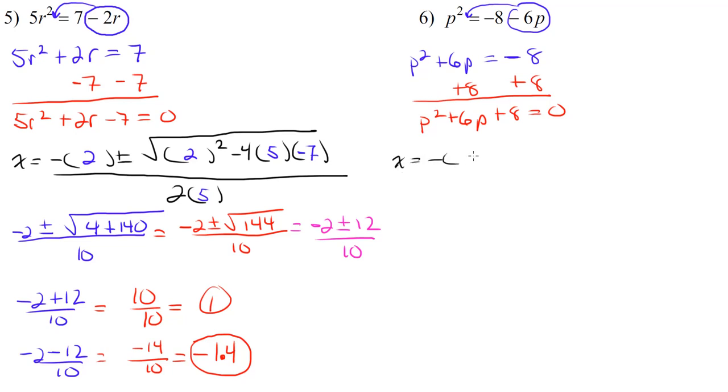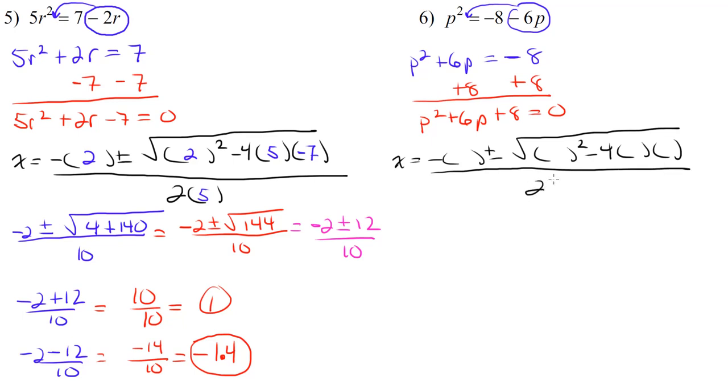X equals negative b plus or minus radical b squared minus 4 times a times c over 2a. Plug in our values. Our b value is 6. Our a value is 1. And our c value is 8. And we work it out.